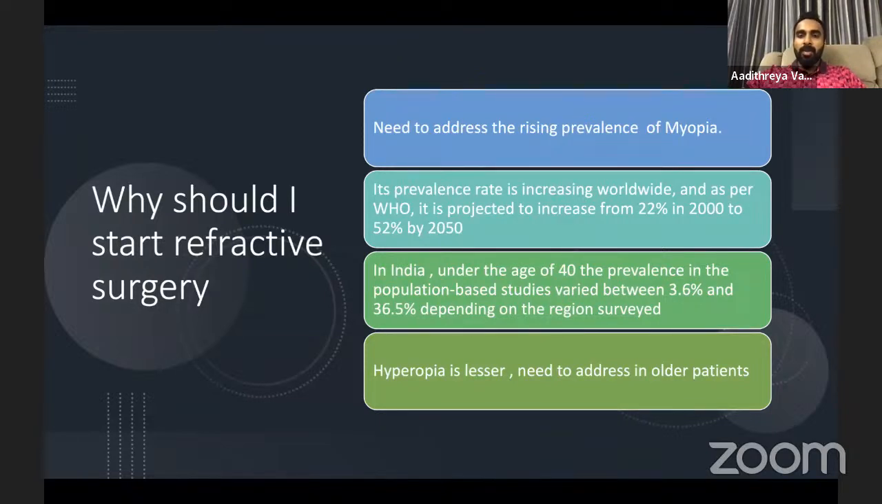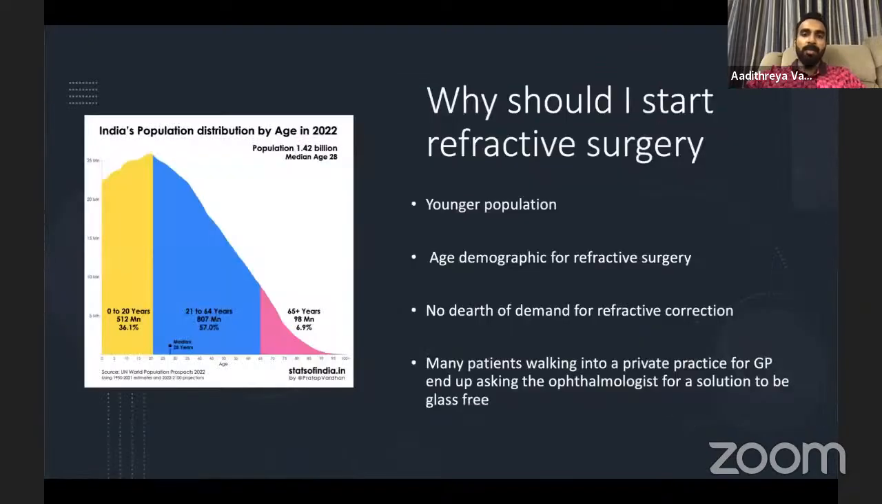So as we know, myopia is on the rise in the world. The prevalence rate of myopia is said to increase to 52% in the population by 2050. In India specifically, there is a variation from 3.6% to 36.5% depending upon the region that is surveyed. And this is under the age of 40. So this will be a target group, and all of these people are going to need treatment for myopia. Hyperopia is somewhat lesser diagnosed because of accommodation in the younger population, but we will see this need to be addressed in the older patients as they go towards the age of 40.